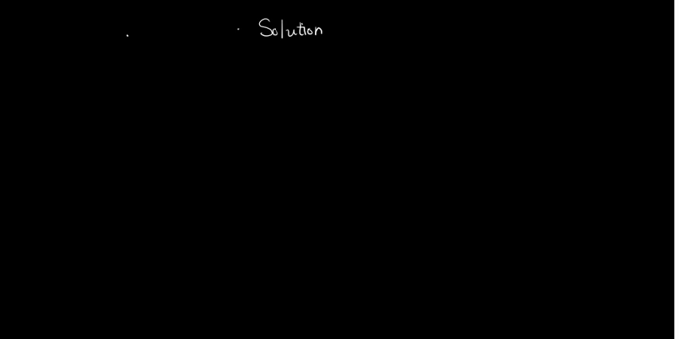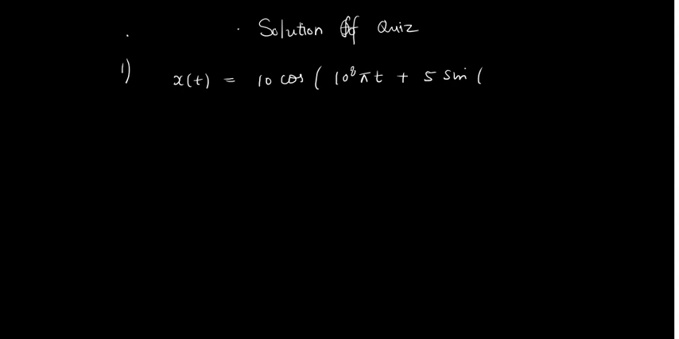In this session we will solve the questions asked in the quiz. So the first question is, for an angle modulated signal x(t) is equal to 10 cos(10^8 pi t plus 5 sin(2 pi 10^3 t)), calculate the maximum frequency deviation.